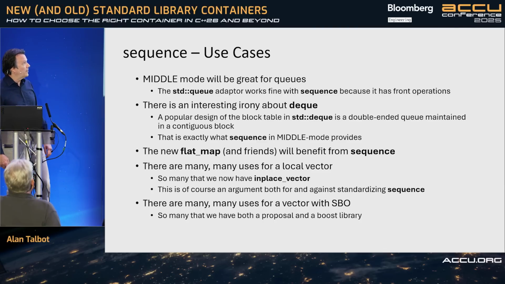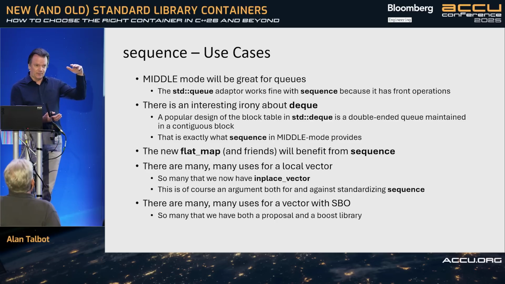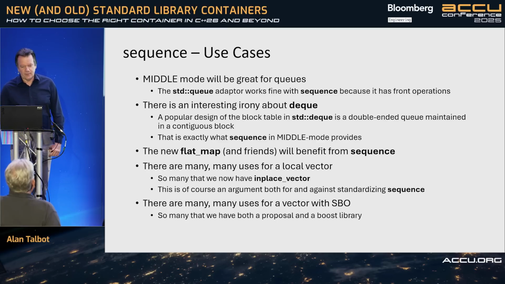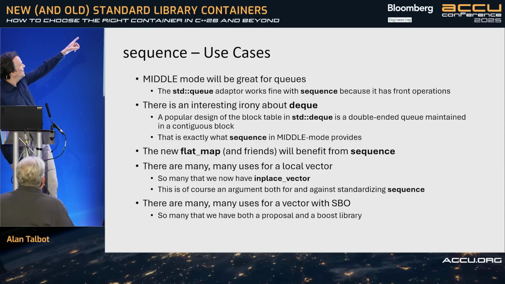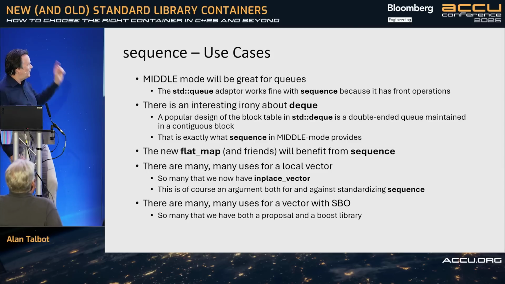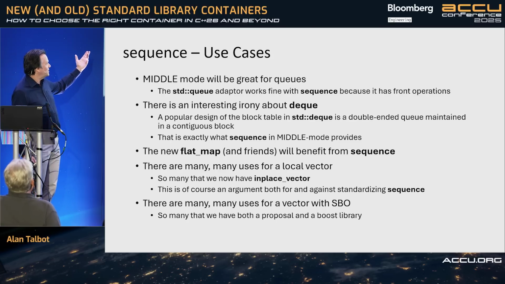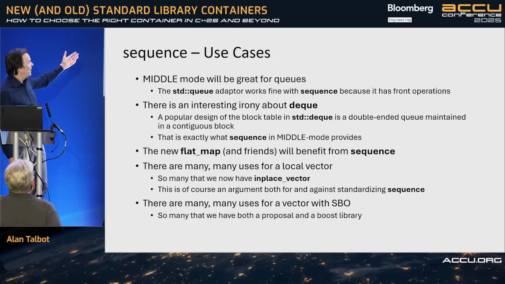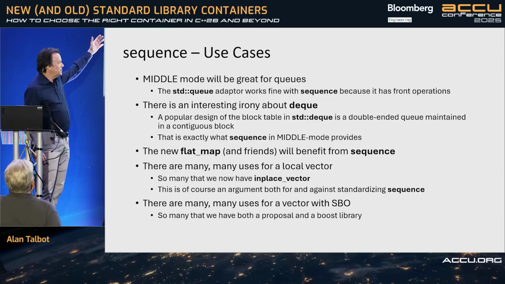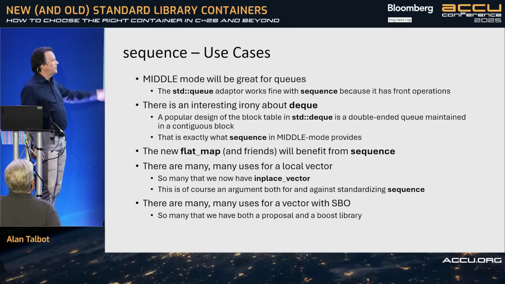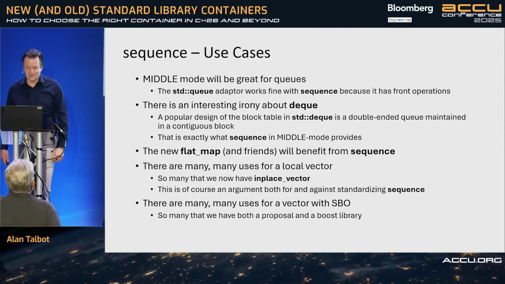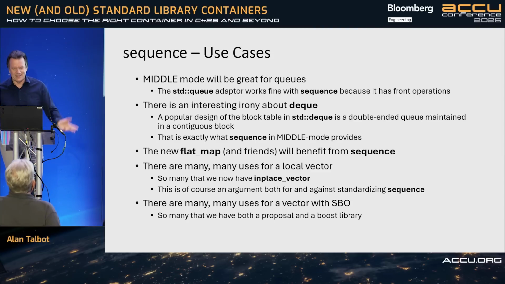There's an interesting irony about deck, which is that the map, the thing that's really a list of pointers to the blocks, is often implemented as a double-ended queue. So deck is implemented with a deck, and you can use sequence in middle mode and would be perfect for that. Flat map works with it. And we know there's uses for in-place vector and for a vector with SBO. People have been screaming for them. There's proposals, and in fact, we have in-place vector. Now, I realize that's an argument for and against this proposal, but that's another story.